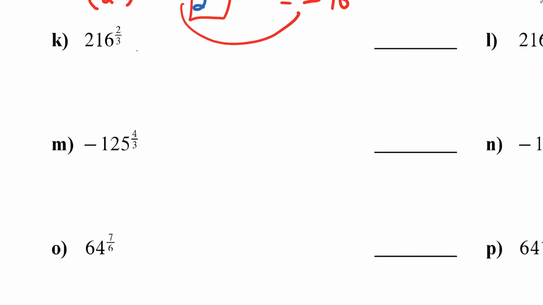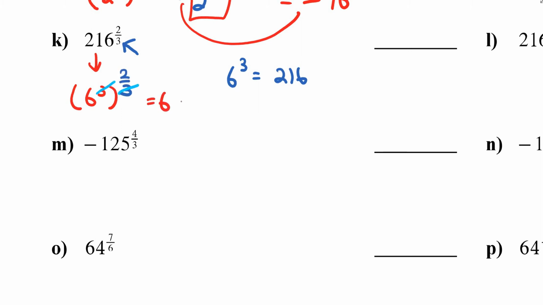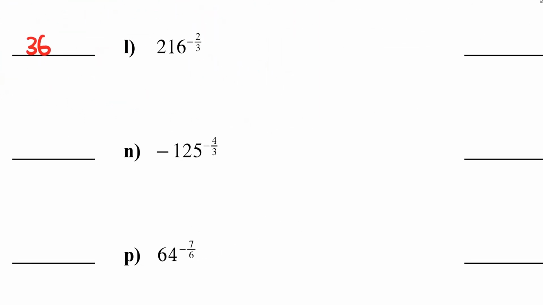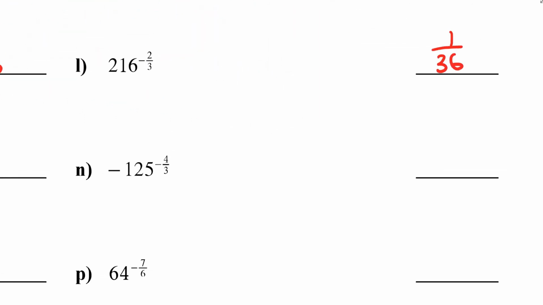Okay. For K, there's a 3 there. So what to the power of 3 gives you 216? If you do a little bit of math here, 6 to the power of 3 is 216. So instead of writing 216, that's going to be 6 to the power of 3. And then the 2/3 will remain on the outside. The 3's cancel off, and then you have 6 to the power 2, which is going to be 36. So for K, the final answer is going to be 36. And for L, that's going to be 1 over 36.